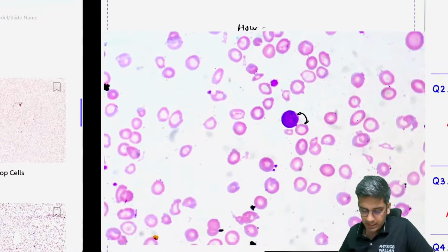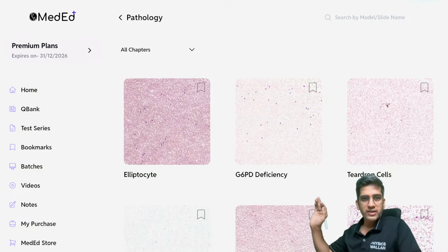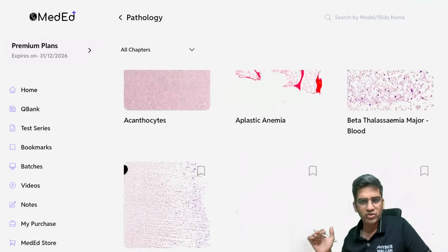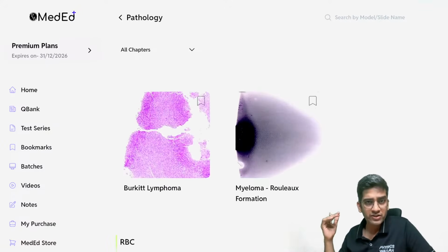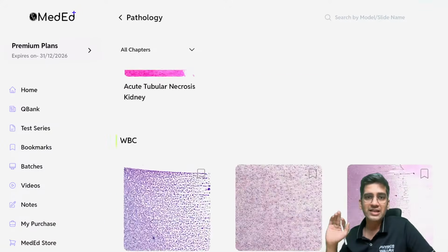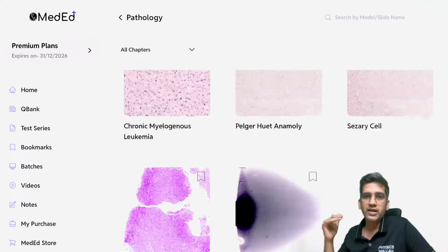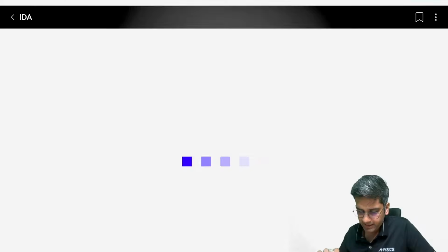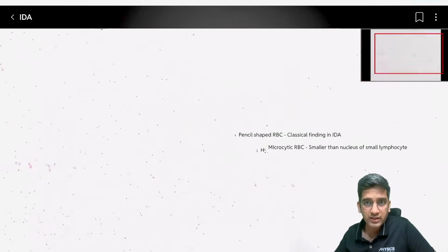So like I said, Meded slides, right? This is the Meded web version, or in the app version, you have something called the 3D library. Inside that, we have digital slides. All these are not images, these are slides, real slides. What we see under the microscope, right? Now let's go and have a look at the IDA slide. Let's zoom it.